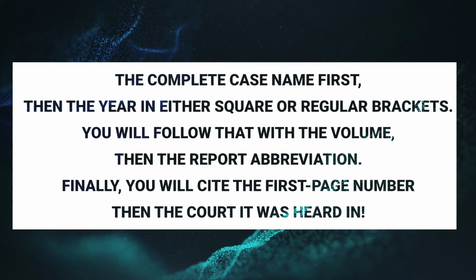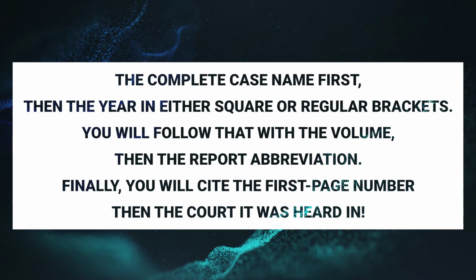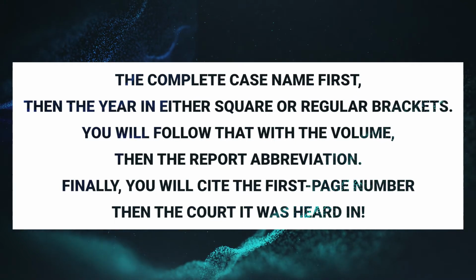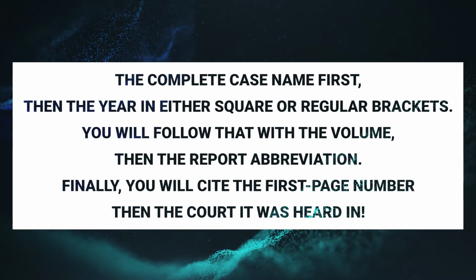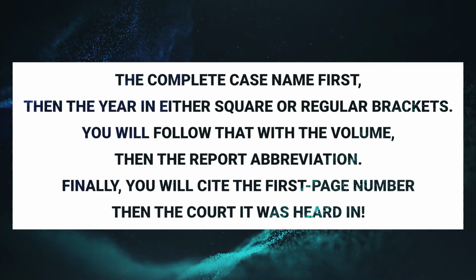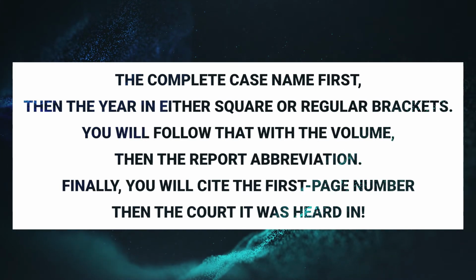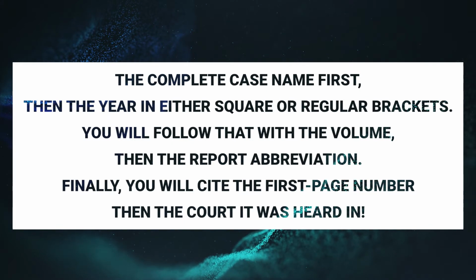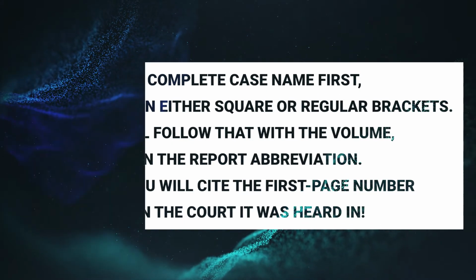For those case citations where it isn't a neutral citation, will be written like this. The complete case name first, then the year in either square or regular brackets. You will follow that with the volume, then the report abbreviation. Finally, you will cite the first page number, then the court it was heard in.